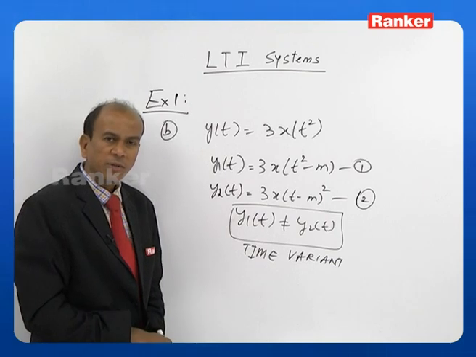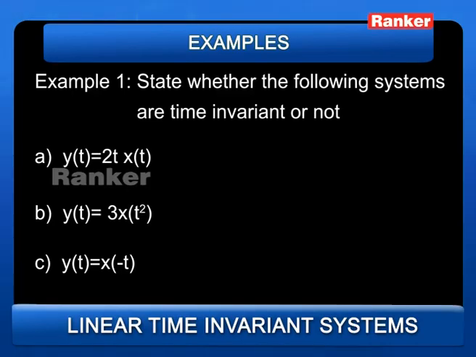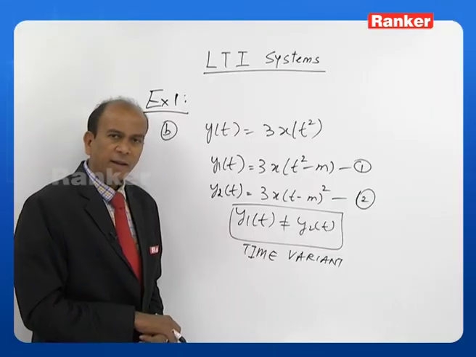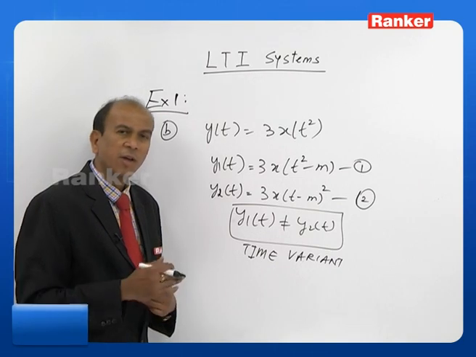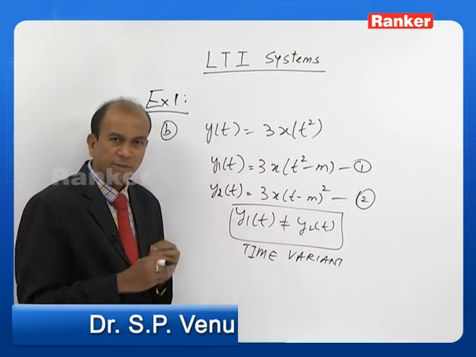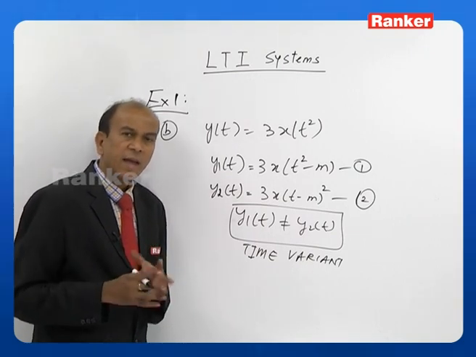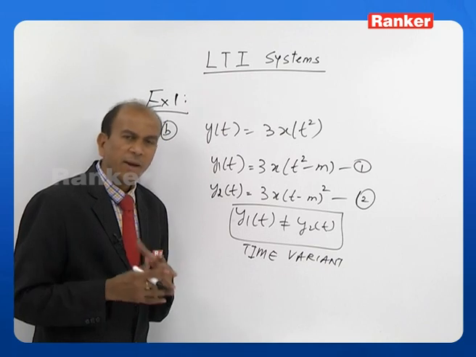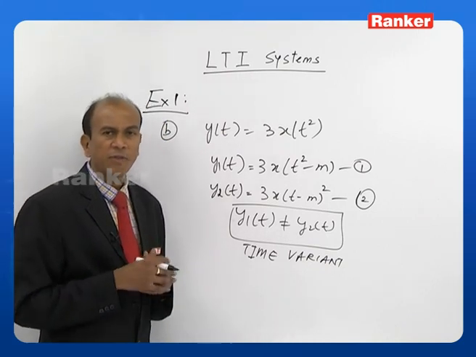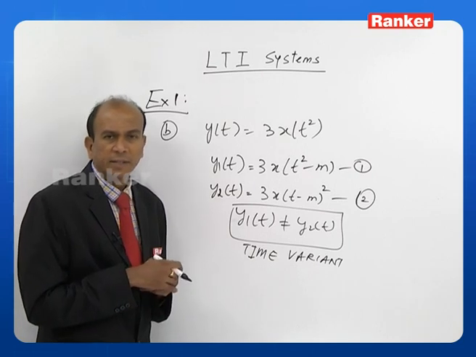Now on similar grounds, you can decide how to do the case C, x of minus t. I leave this to you as an assignment, but I can give you one hint: this also happens to be a time variant system. So try this on similar lines: calculate step 1, step 2, then find out whether y1 of t is equal to y2 of t, then you will get an answer. If they are equal, of course they are time invariant. If they are not equal, then they become time variant. So do that as assignment C.